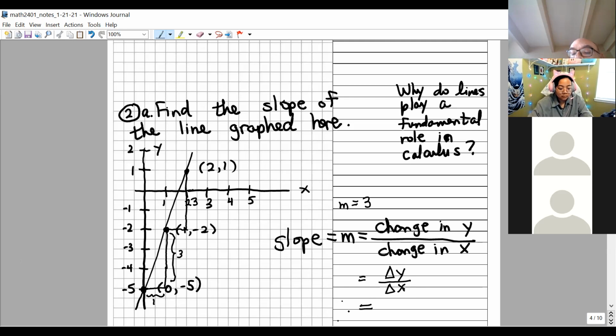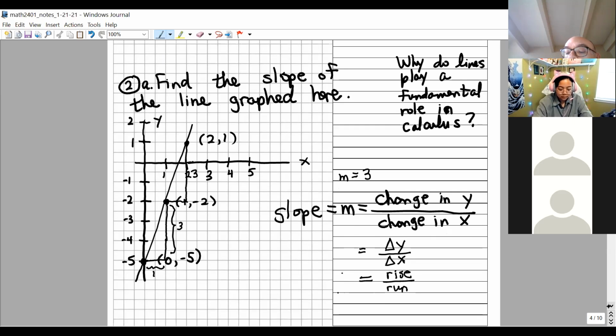Another way that you probably learned for expressing change in y over change in x is using this phrase, rise over run, because that's an easy phrase to remember. We can use the word rise for change in y and run for change in x. And students often like to remember that formula as an easy way for remembering how to compute slope.